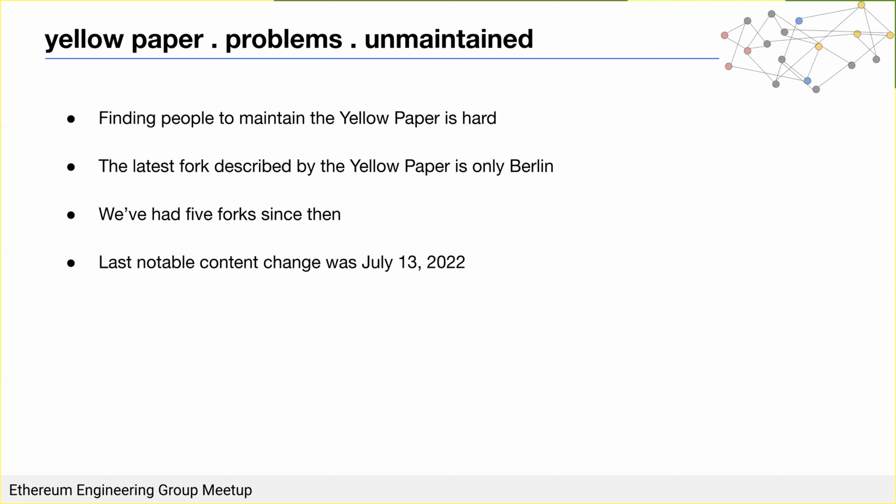Next problem with the yellow paper is that it's unmaintained. It's very hard to find people who are interested in writing LaTeX, which is the language the yellow paper is written in. It hasn't been updated since Berlin, and we've had 5 hard forks since then. Some of them are difficulty bomb adjustments, but there's still 5 forks that haven't been covered by the yellow paper. And the last notable content change was on July 13th of 2022. That's been a year of changes that just hasn't been applied to the yellow paper.